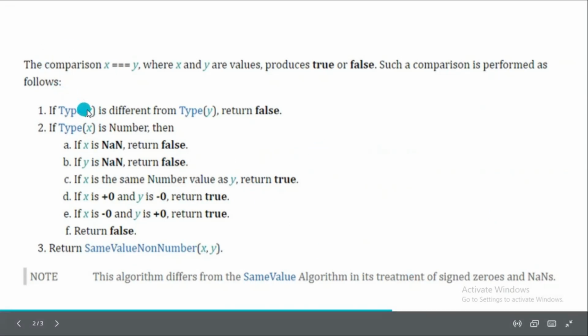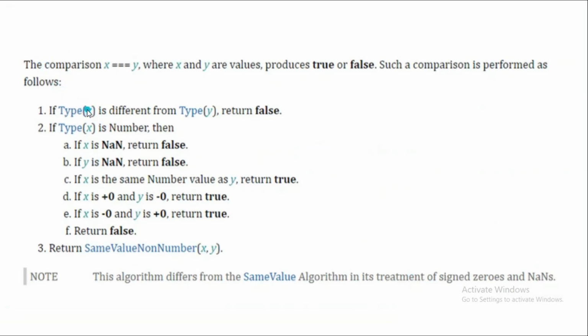See, if the type of X, meaning the first operand, left hand side, whatever we have, and the type of Y is different. Okay, it is checking type. See, it will check first what? Type. If it is different, immediately it will return false. Okay, this is the first case. How actually triple equal to is going to work, that I'm showing you here.